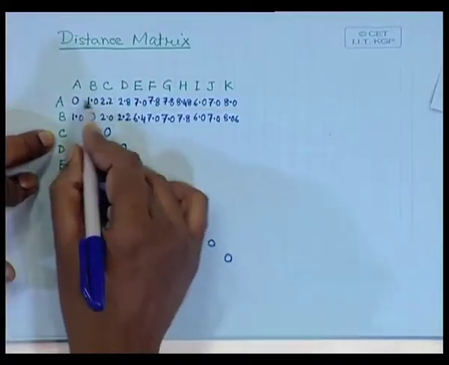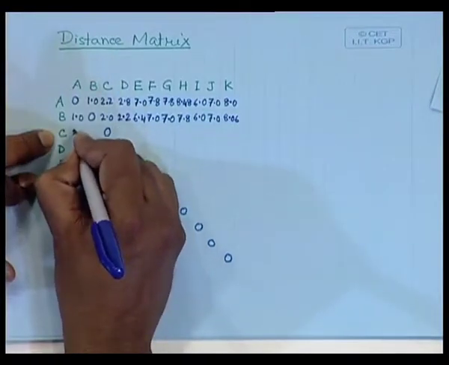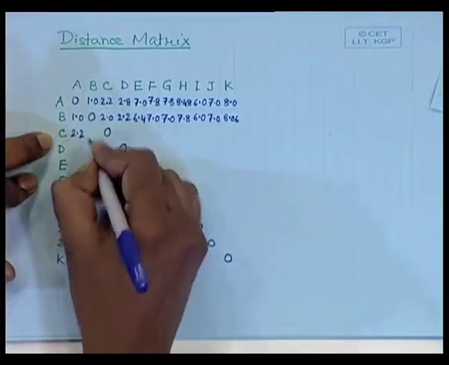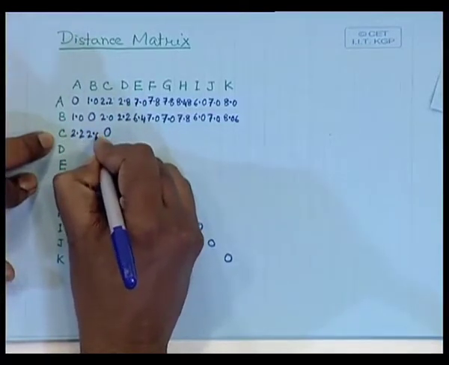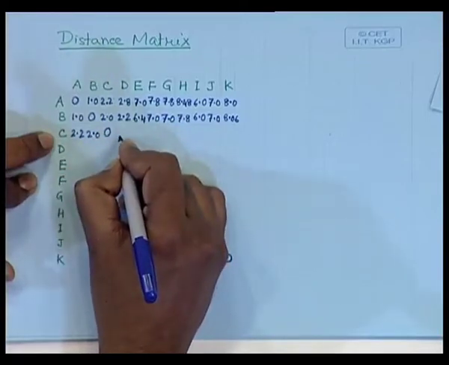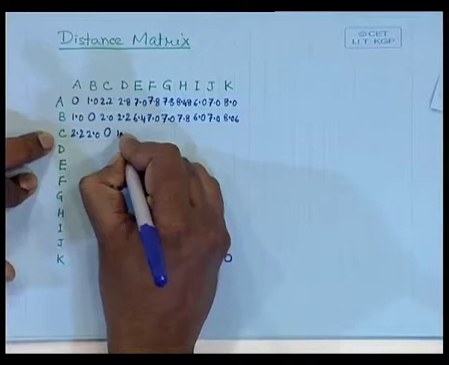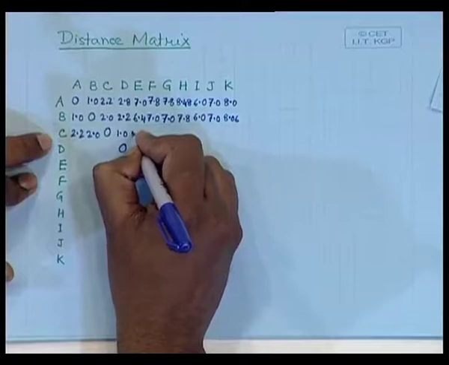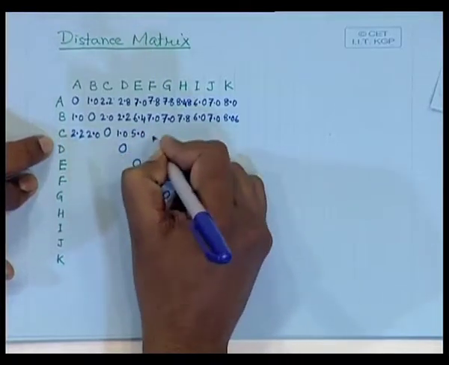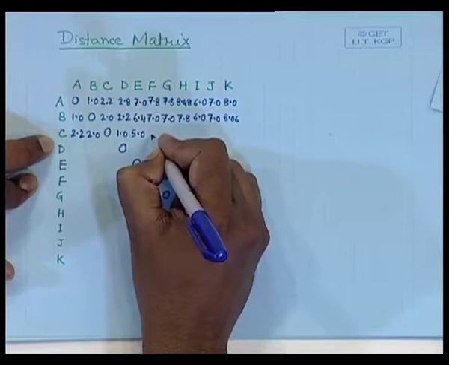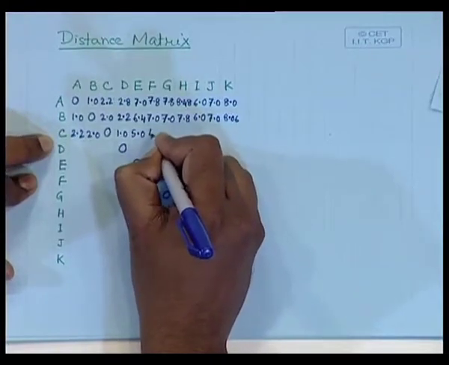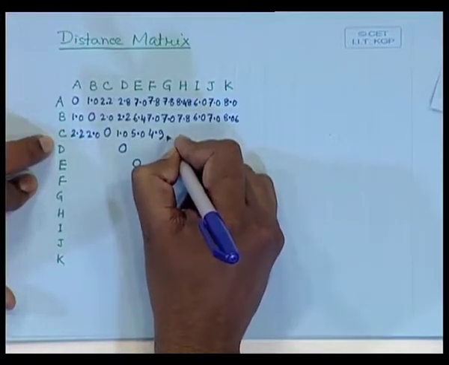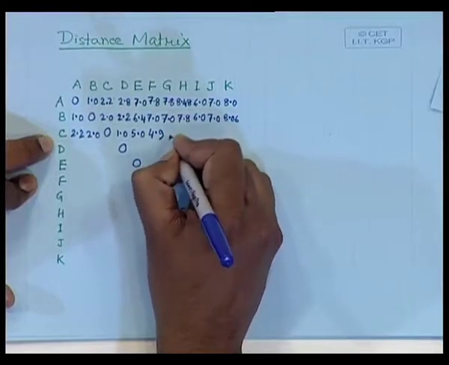Between C and A is the same as A and C, so it will be 2.2. Between B and C, it is the same as this 2.0. Between C and D, the distance is 1.0. Between C and E, the distance is 5.0. Between C and F, the distance is 4.89. Let me write it as 4.9. Between C and G, the distance is 5.6.